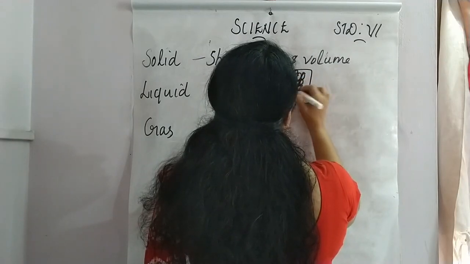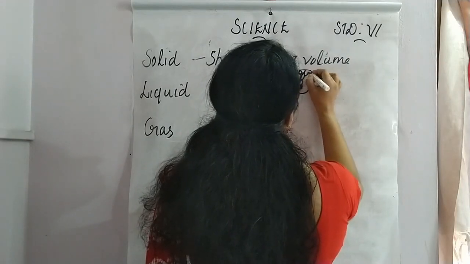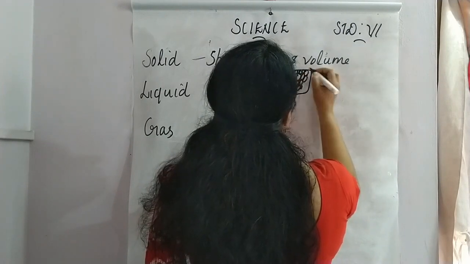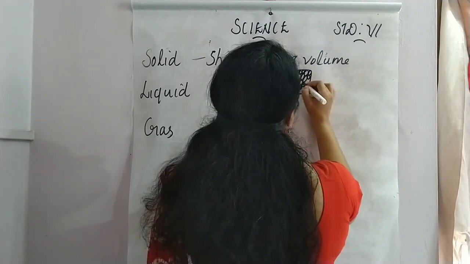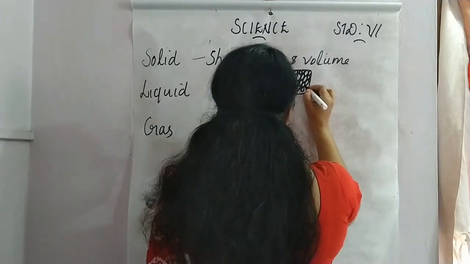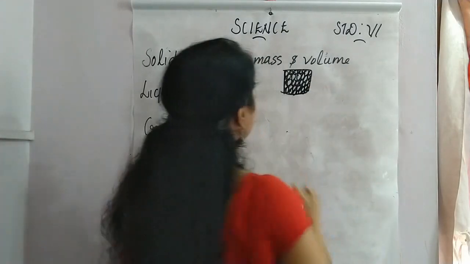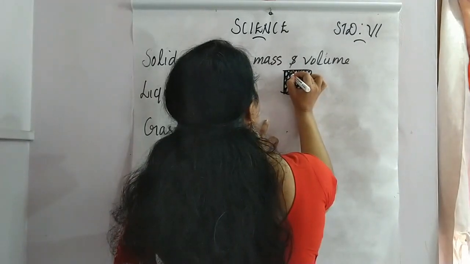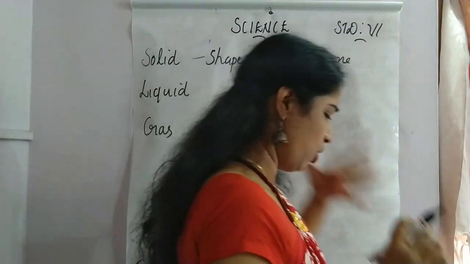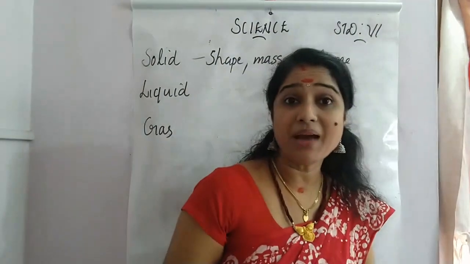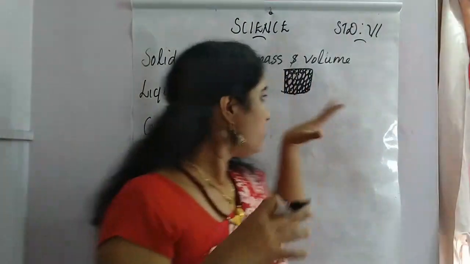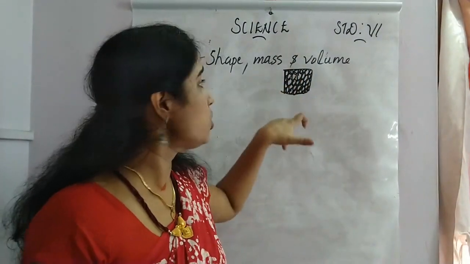These molecules are very closely packed. In case of solid, the molecules are very closely, or otherwise we could say very tightly packed. No space in between. So no freedom is there for the solid. The molecules are very tightly packed, very closely packed. In this picture, you could see that there is no space.